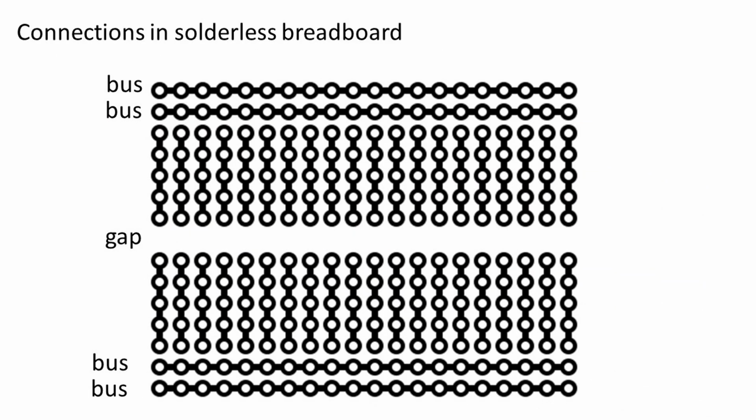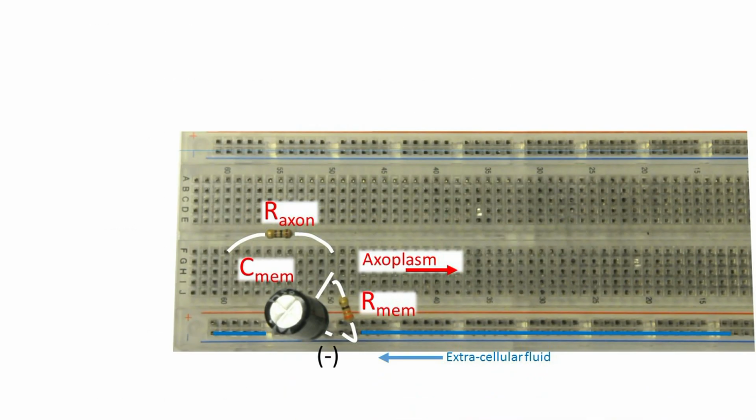This diagram shows where the solderless connections are placed on the breadboard. Vertical columns are connected through the two central regions, and a pair of buses top and bottom. Here's how the first unit of the axon circuit is placed. The axon resistor bridges a span of holes, and at the downstream end is connected to both the membrane capacitor and membrane resistor, which form a parallel combination into the bus at the bottom that represents the extracellular fluid.